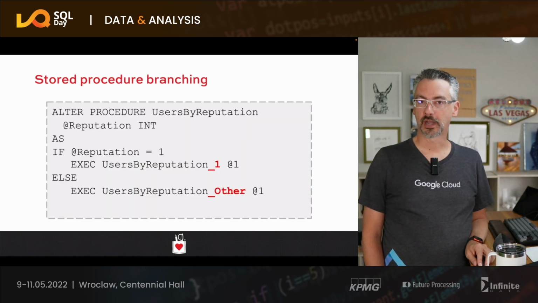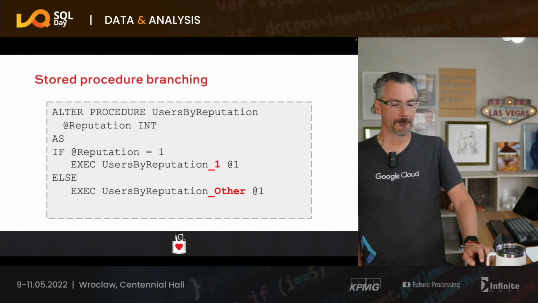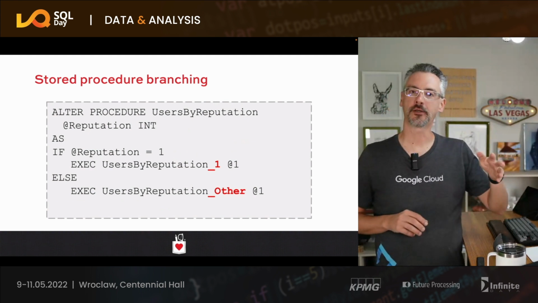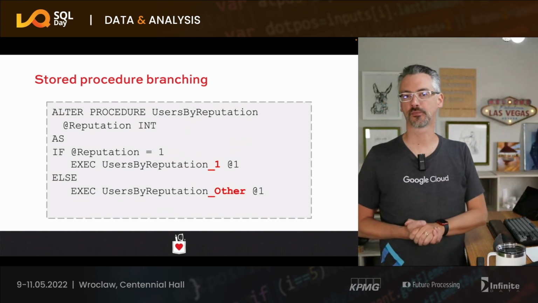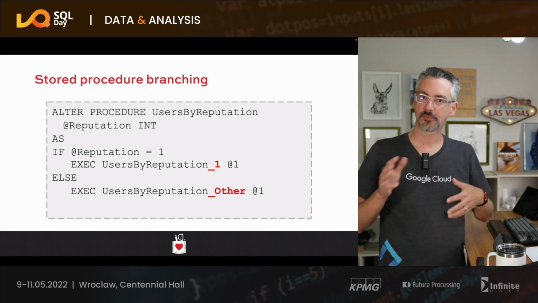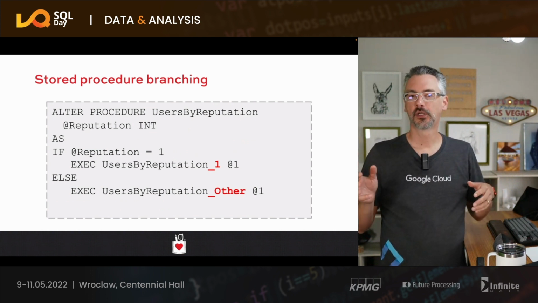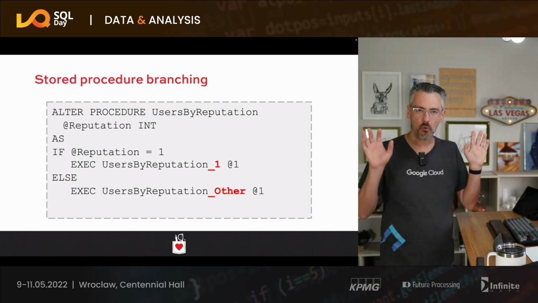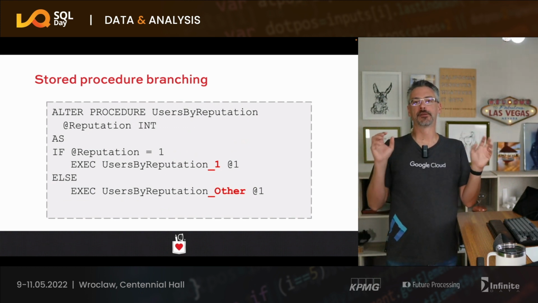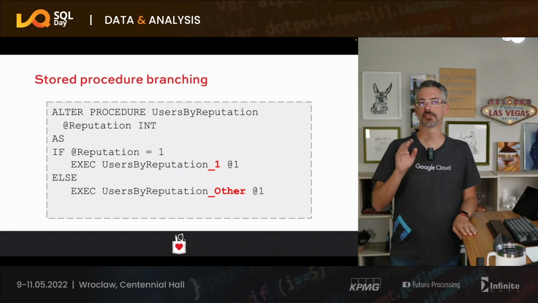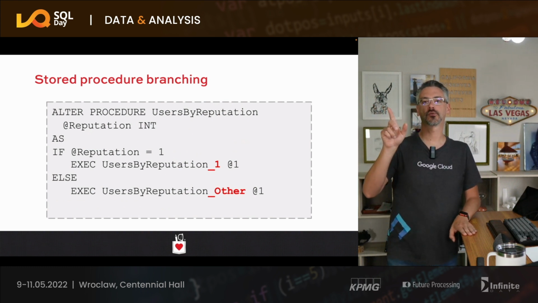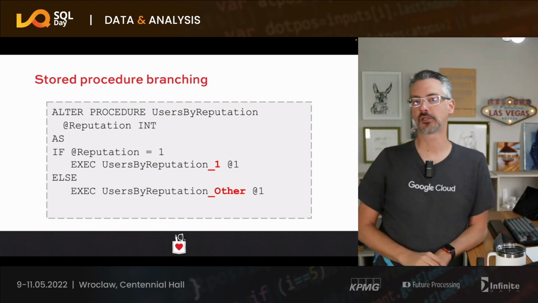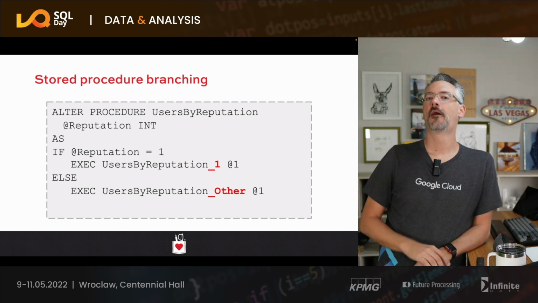The next way that you can get multiple execution plans is to do branching inside of stored procedures. You can say, if reputation equals 1, go run this other stored procedure. Otherwise, if reputation is anything else, go run this other stored procedure. This looks so weird, but the magic of building a plan is that when this stored procedure gets run, it'll get optimized for whatever reputation number, but not the child stored procedures. The child stored procedures will only get optimized when they're called.